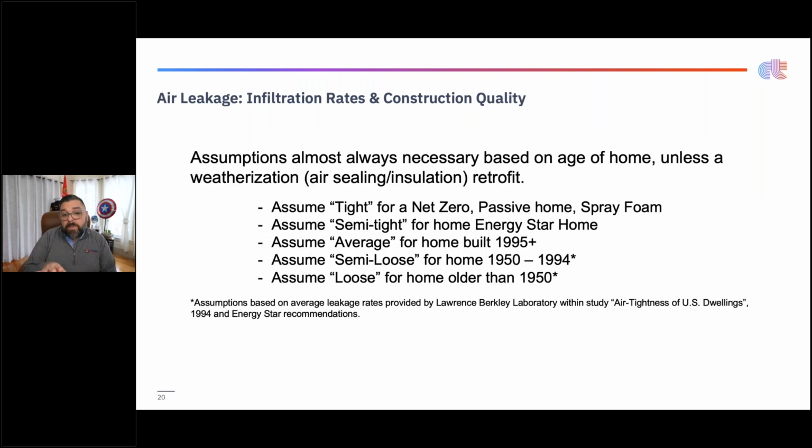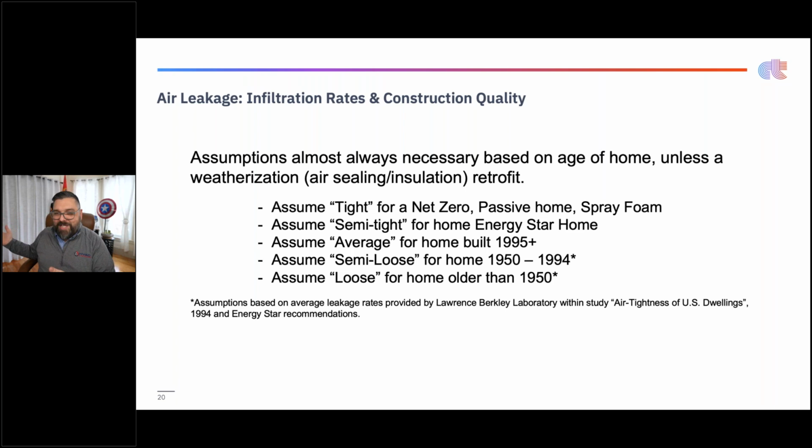And if you didn't know, Lawrence Berkeley Labs actually did a study back in the 90s on air tightness of US dwellings, and they included tens of thousands of homes across the country. And I did a little analysis, and what we found is based on the age of the house, if it wasn't weatherized, based on the construction type at that time, it fell into these buckets, right? So if the house was built older than 1950 and it's never been touched, it hasn't been weatherized, it's a loose house.